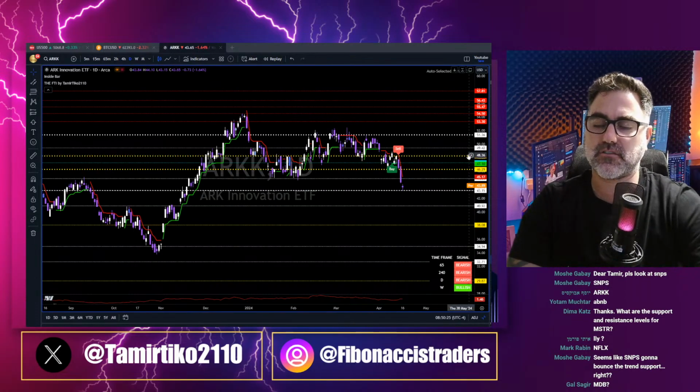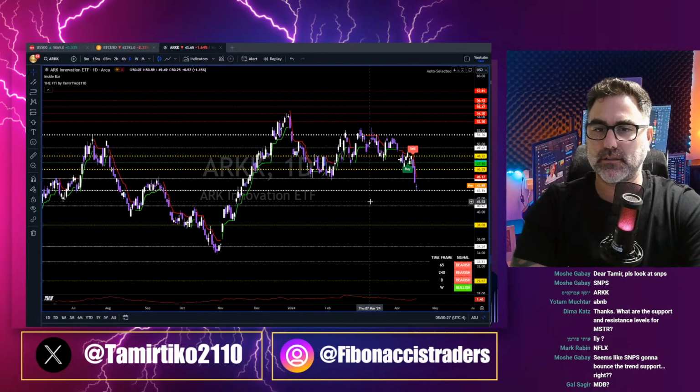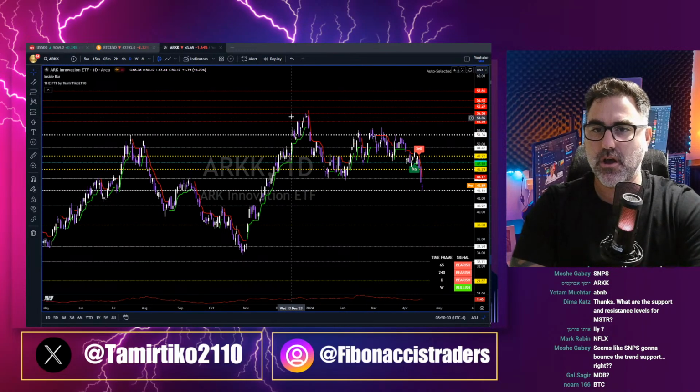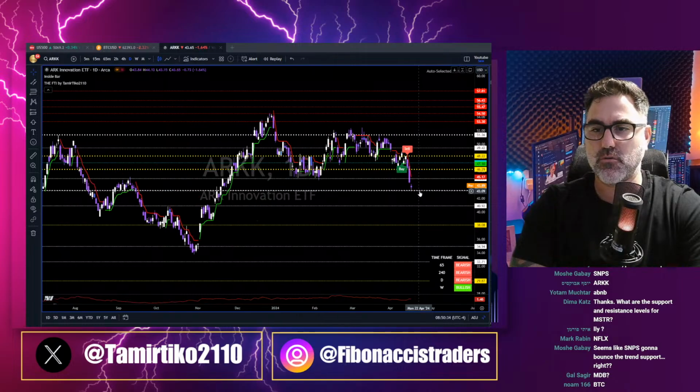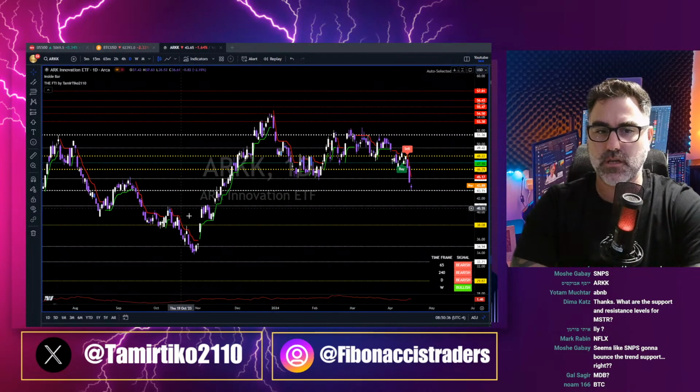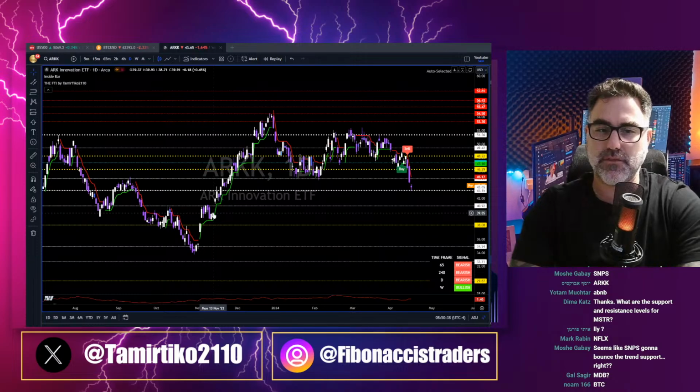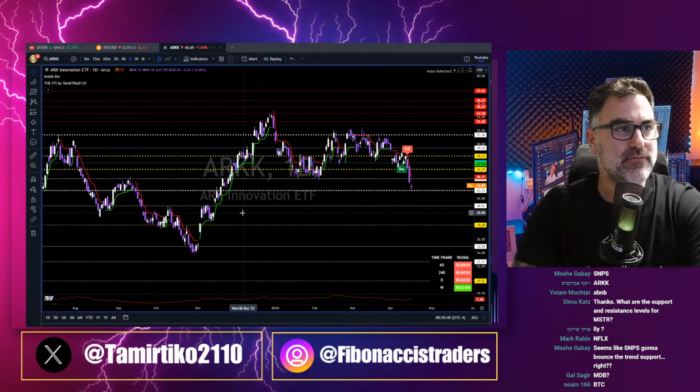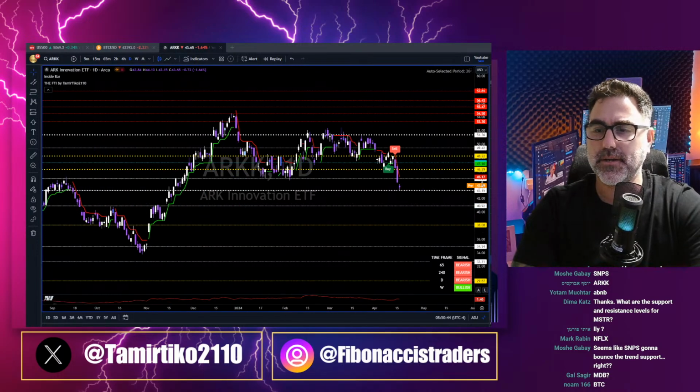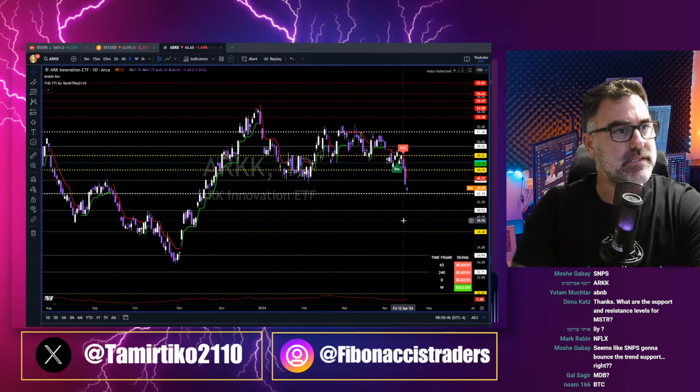ARK Innovation ETF, bearish on all time frames below the yellow zone, lower highs, lower lows, no long. If so you want, you can go short below yesterday's lows towards this gap over here at the 39.85. What are the support resistance levels for MSTR? We just talked about MSTR.